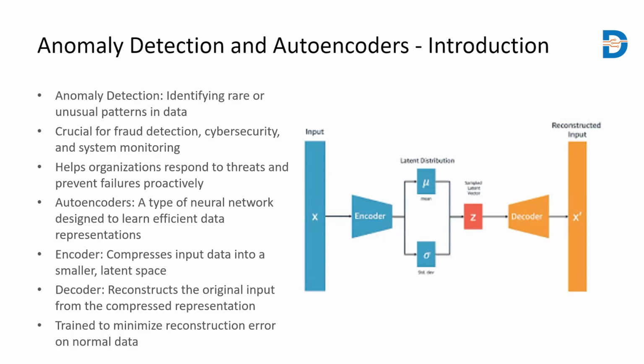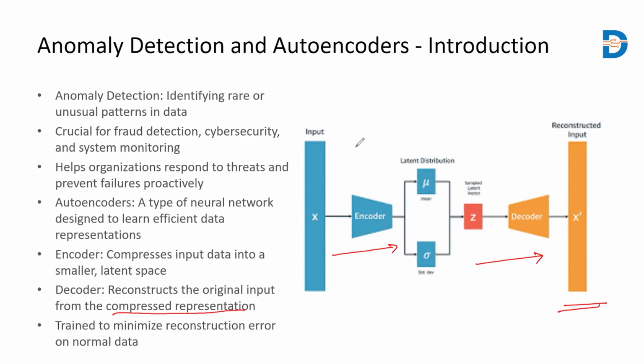Now, what are autoencoders and what role do they have to play here? Autoencoders are neural networks that learn to compress and reconstruct data from the normal data that is used to train them. So this neural network is designed to learn efficient data representations. It contains two parts, encoder and decoder. The encoder compresses the input data into a small latent space, while the decoder reconstructs the original input from the compressed representation. So first the data is encoded, and then the output is decoded to reconstruct the data.